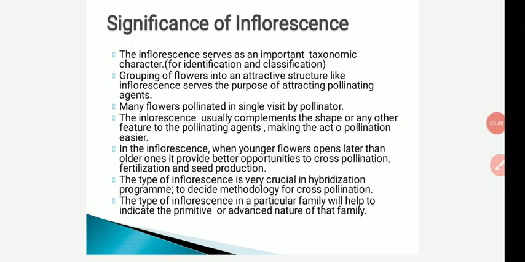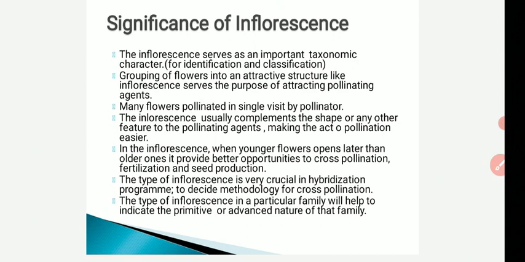Now the next importance: as the flowers are present in a group on a single peduncle in the form of an inflorescence, many flowers are pollinated together in a single visit by pollinating agents, saving energy and time and increasing the efficiency of pollination. Next, in an inflorescence, usually the young flowers open later than the older flowers, and this makes the flowering period longer, and it provides better opportunity for cross pollination, fertilization and seed production. The longer flowering period also helps to avoid sudden damage to all flowers due to natural calamities.